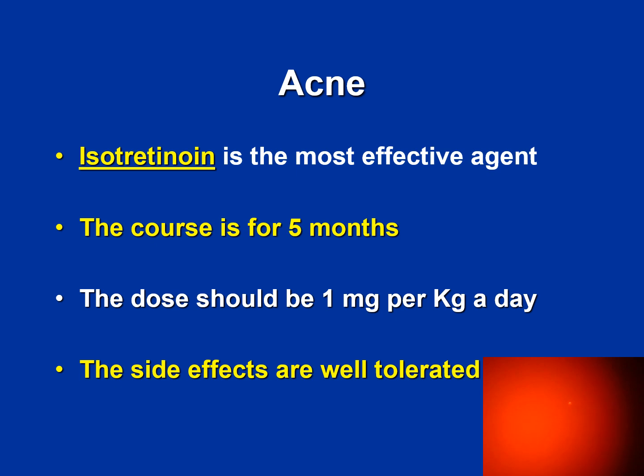Patients with severe acne should be treated with isotretinoin because it is the most effective drug to treat acne. It is a form of vitamin A. It is similar in structure to vitamin A, but it is less toxic in the dose needed to treat acne than vitamin A is. Vitamin A in a dose needed to treat bad acne is 4 times as toxic as isotretinoin. The course is for 5 months.